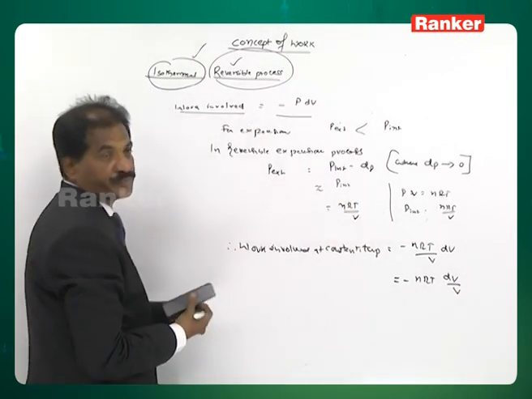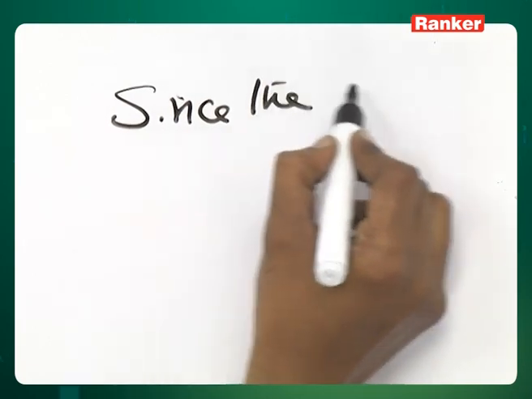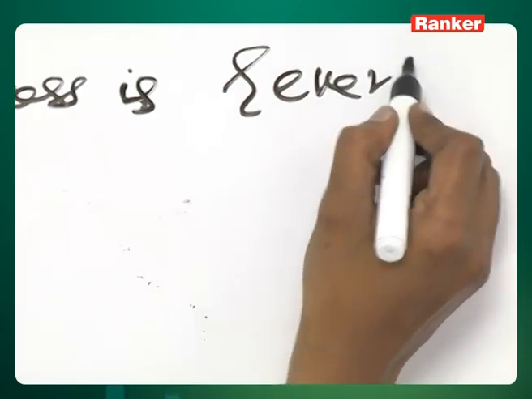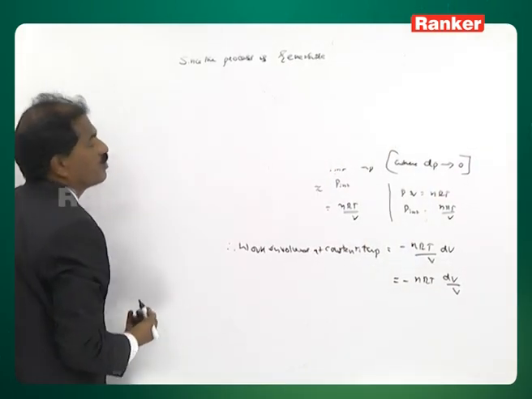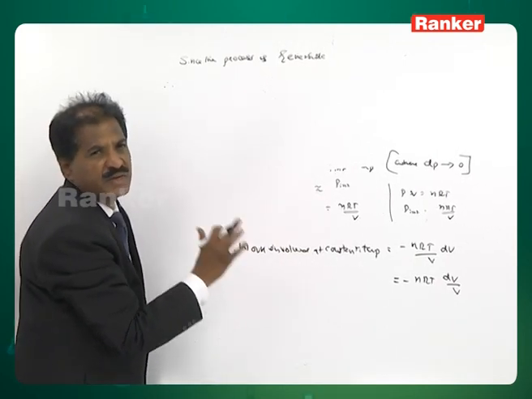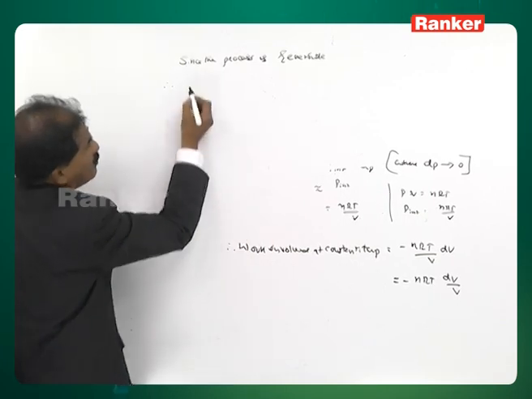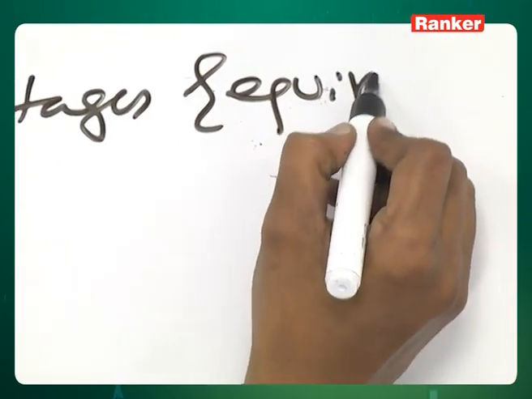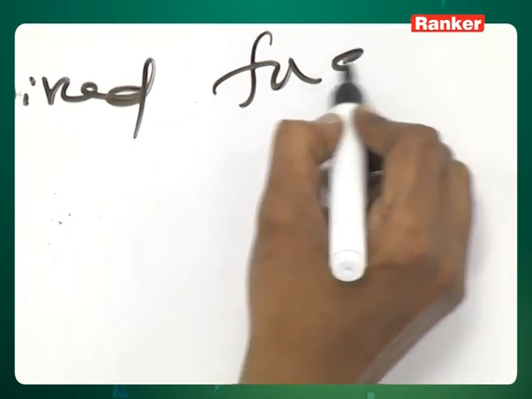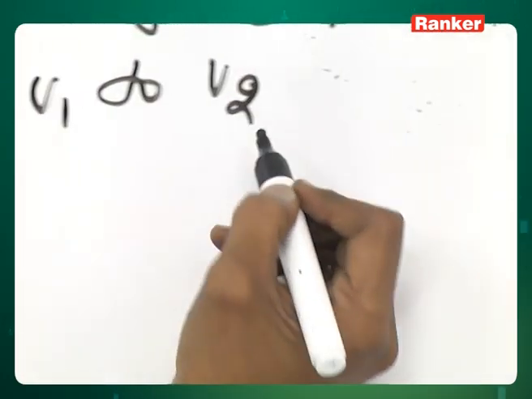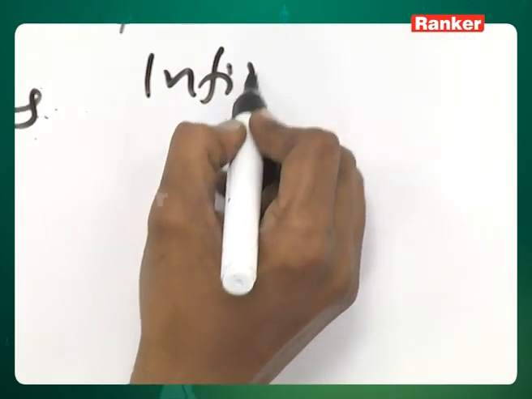nRT by V. Since the process is reversible, therefore the number of stages in which expansion takes place between V1 and V2 is infinite. Therefore, number of stages required for expansion from V1 to V2 is infinite.